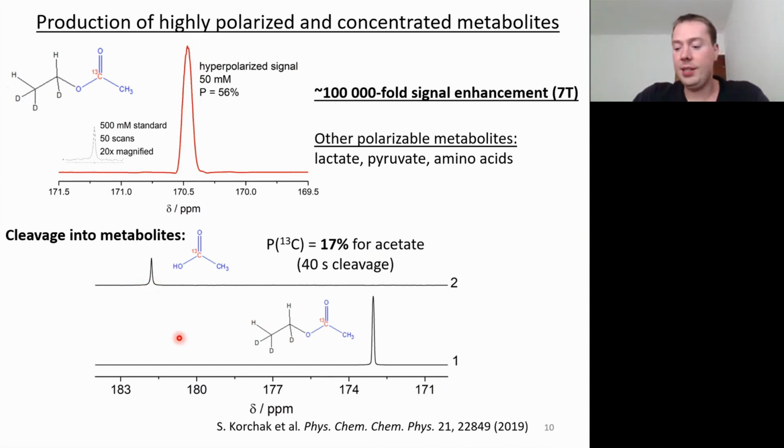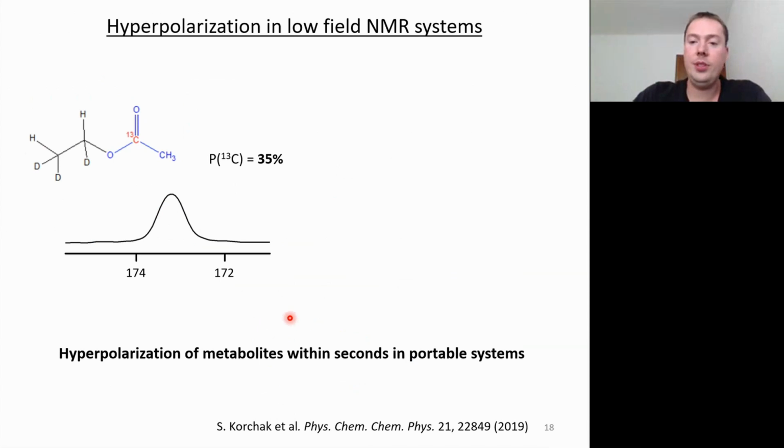So this was done at 7 Tesla. Now we're going a little bit lower in field, because last year we teamed up with Bernhard Blümich, who is famous for low field NMR, and we worked with him in 1 Tesla spectrometers. We could show that even in these benchtop devices we can create similar amounts of polarization, like 35% polarization, within only a few seconds in such portable devices.